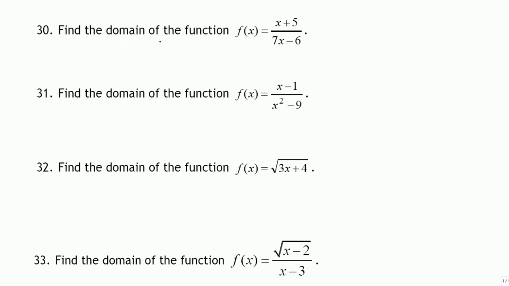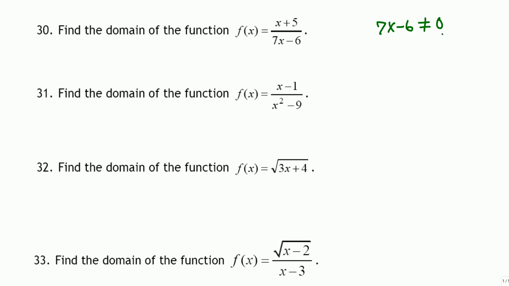Find the domain of the function (x + 5)/(7x - 6). This is a rational function and we cannot have 0 on the bottom. But we can have 0 on the top. There is no problem. But we should not have 0 on the bottom. So we want 7x - 6 not equal to 0. This should not be 0.